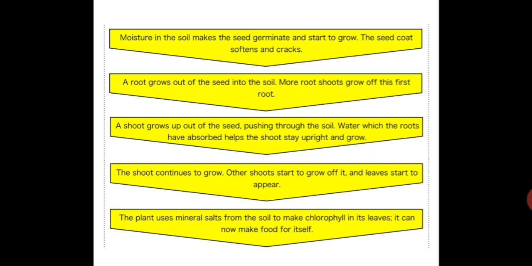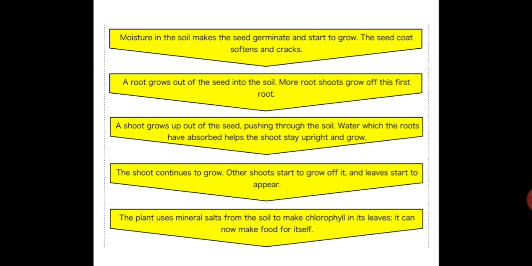Moisture in the soil makes the seed germinate and start to grow. The seed coat softens and cracks. Then, a root grows out from the seed into the soil. More root shoots grow off the first root. Then, the shoot grows up out of the seed, pushing through the soil. Water, which the roots have absorbed, helps the shoot to stay upright and to grow. The shoot continues to grow. Other shoots start to grow off it, and leaves start to appear. The plant uses mineral salts from the soil to make chlorophyll in its leaves. It can now make food for itself. Does that sound like it makes sense?